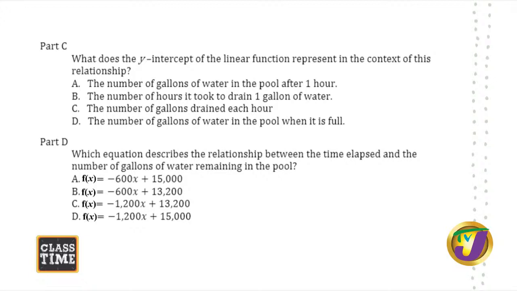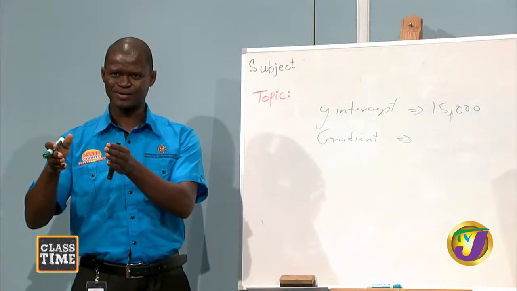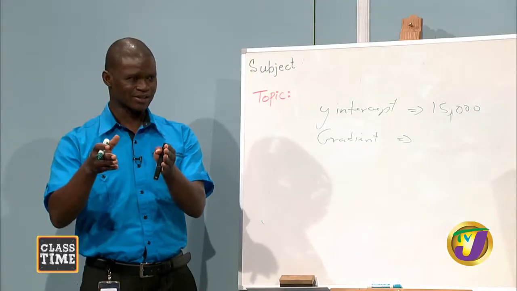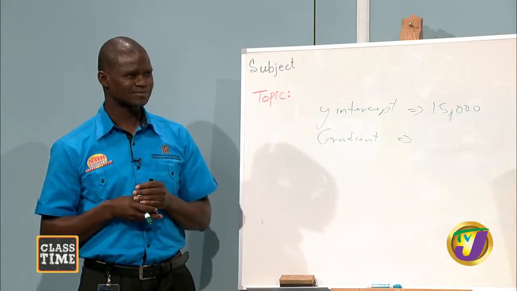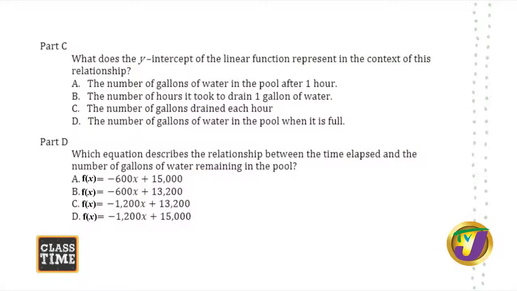Looking at our options, we are using the elimination method. Now, since my y-intercept is that last number in my equation, it simply means that B could never be my answer. And which other one could never be an answer? C could never be my answer either, because the y-intercept must be 15,000. So I am between A and D.